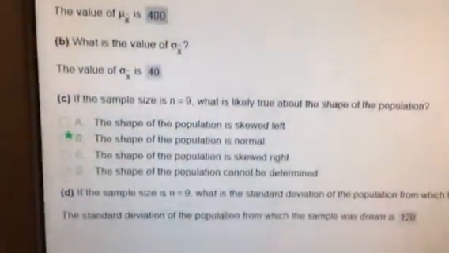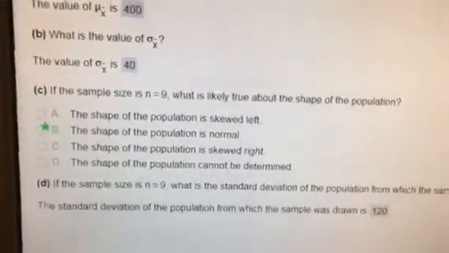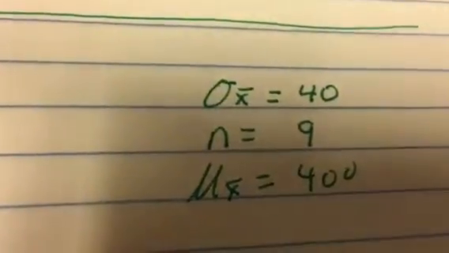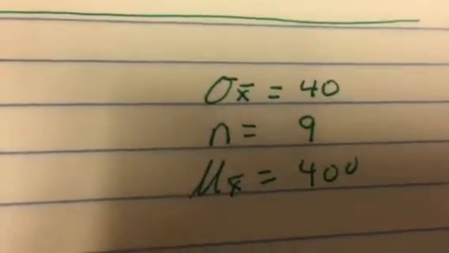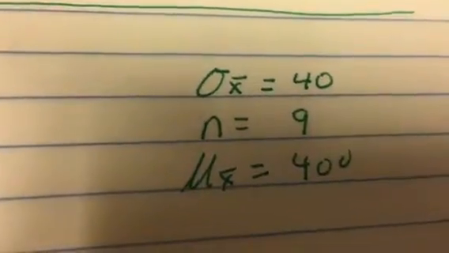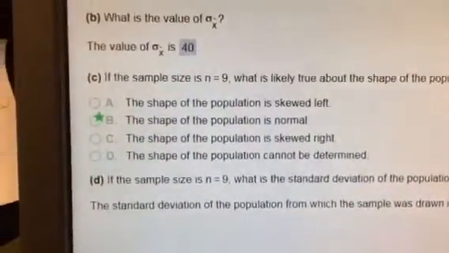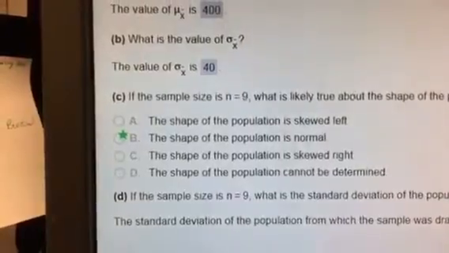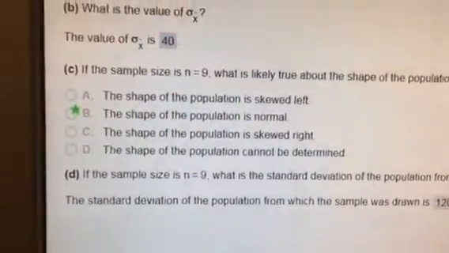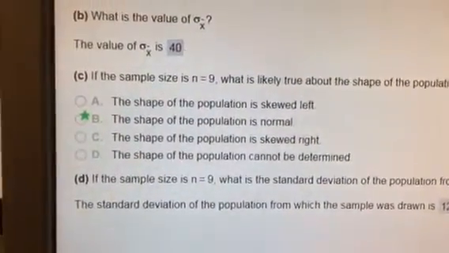And then in part C, they tell us that the sample size was 9. So notice I wrote down n equals 9. So I have the standard deviation of the means is 40, n equals 9, and the mean of the means is 400. Now, they ask if the sample size is n equals 9, what is likely true about the shape of the population?